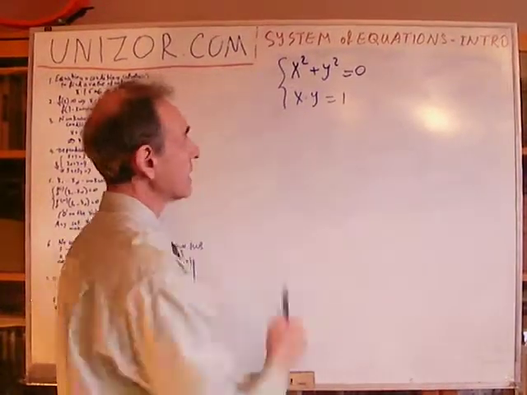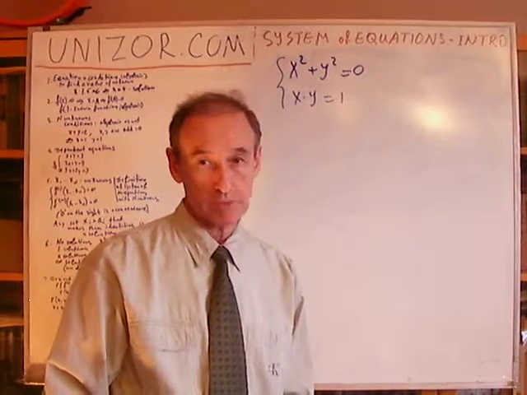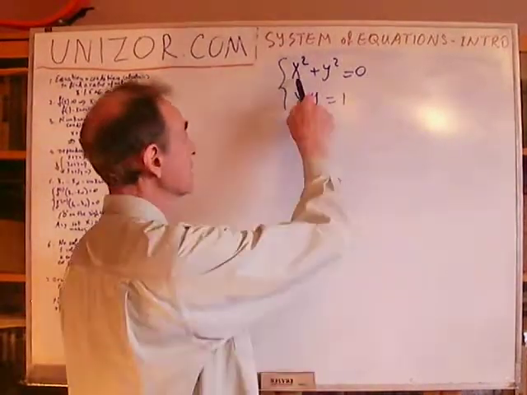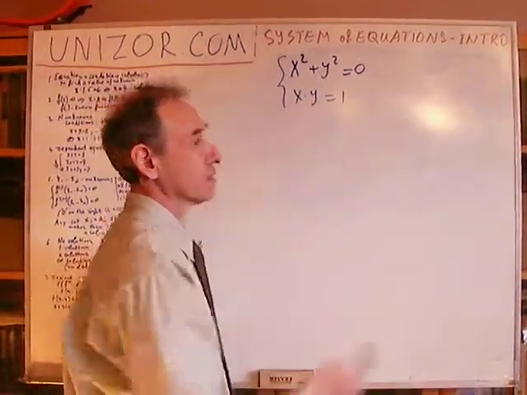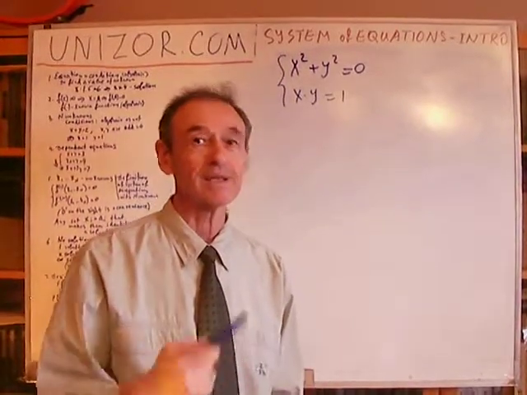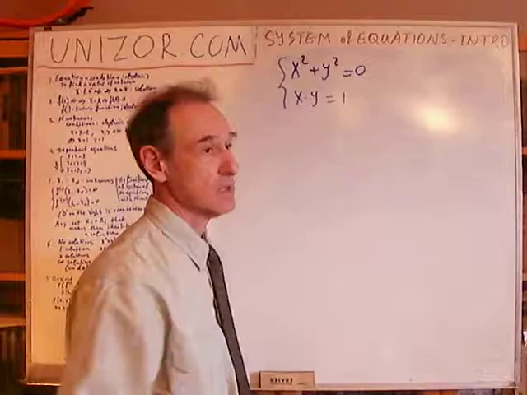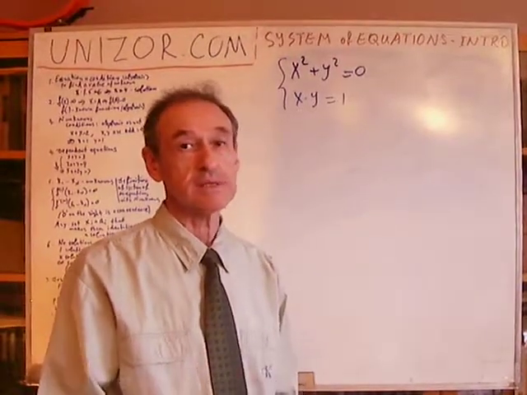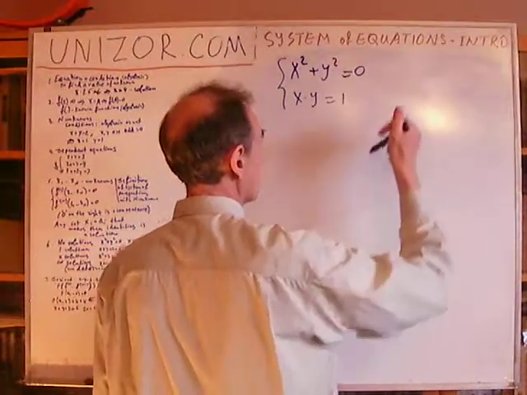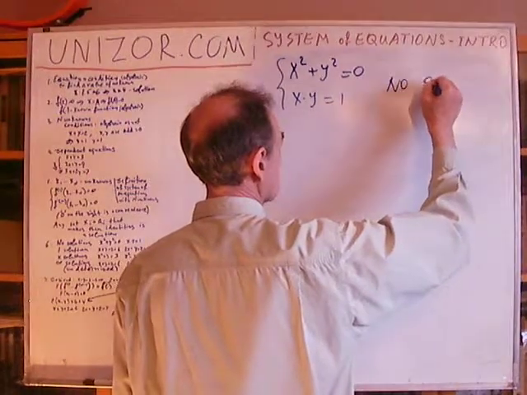But now I have the second condition, that their product must be equal to 1. Well, obviously, with x and y both 0, the product will not be equal to 1. So the second condition will never be satisfied if the first is satisfied, which means the system has no solutions, all right? No solutions.